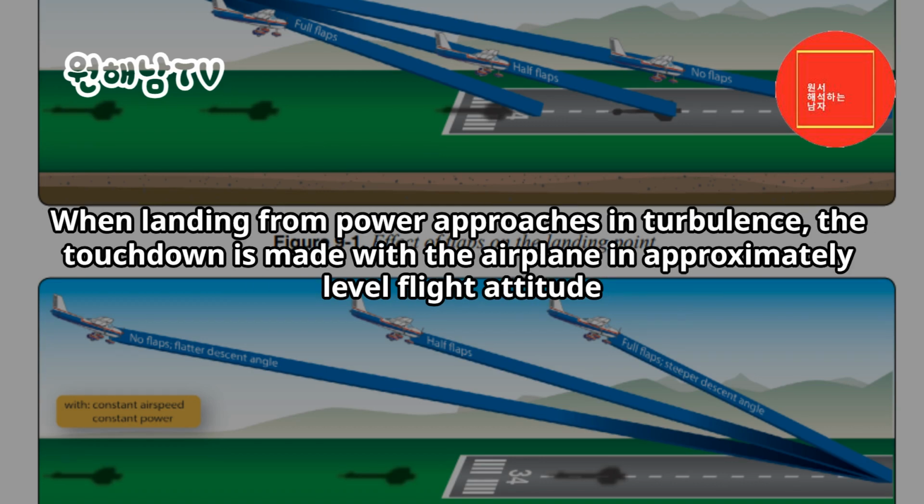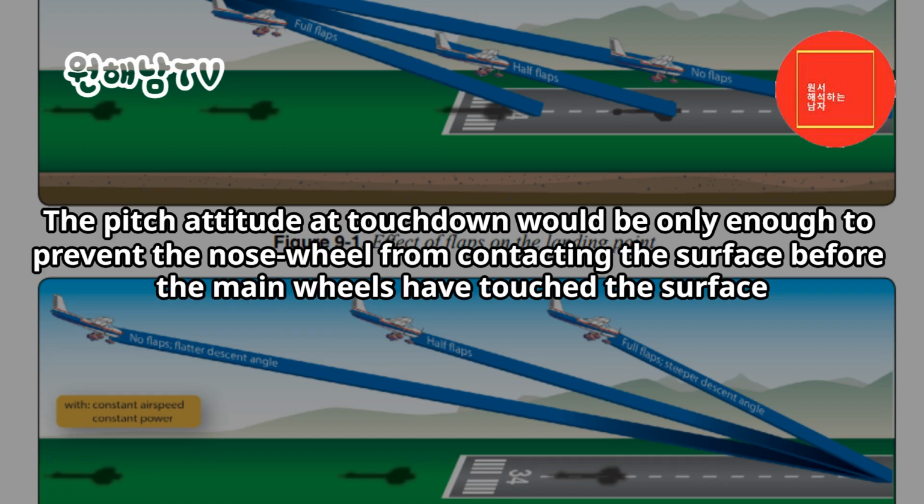When landing from power approaches in turbulence, the touchdown is made with the airplane in approximately level flight attitude. The pitch attitude at touchdown would be only enough to prevent the nose wheel from contacting the surface before the main wheels have touched the surface.